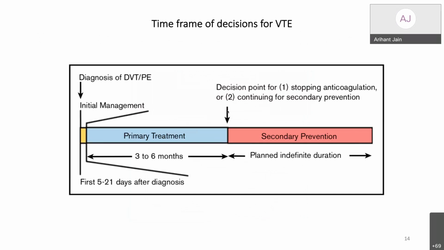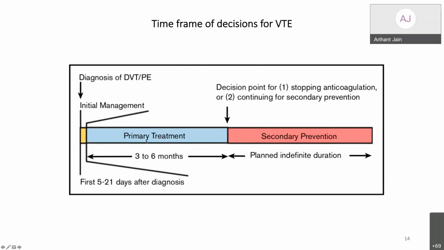So then once you have diagnosed DVT, the next would be the time frame for decisions for DVT or PE. So basically, the treatment you can divide into three time frames. The initial first 5 to 21 days, this yellow portion, is the initial management, where you would stabilize the patient, give symptomatic relief, start him on anticoagulation, and give oxygen and all that stuff. So this is the first 21 days.